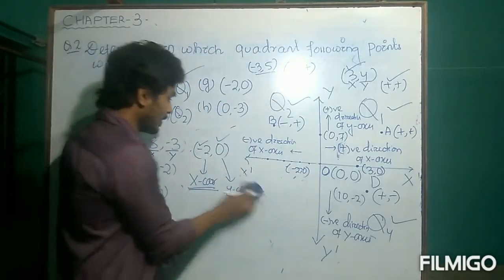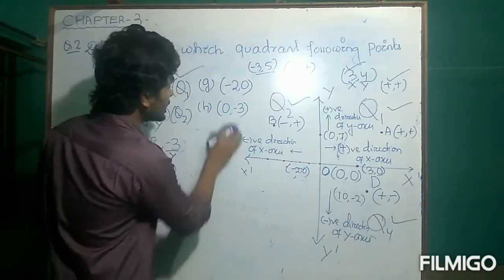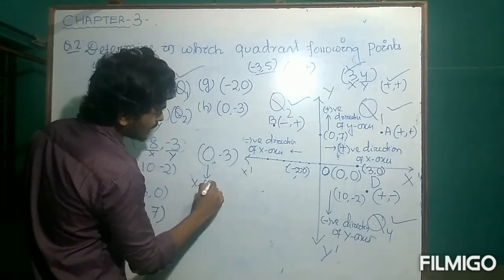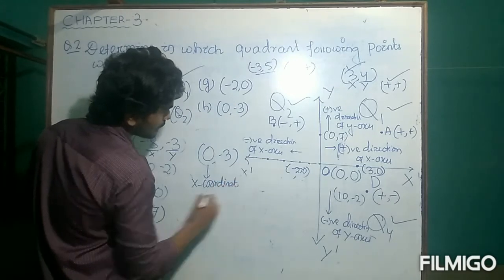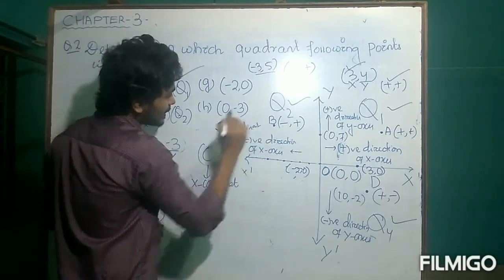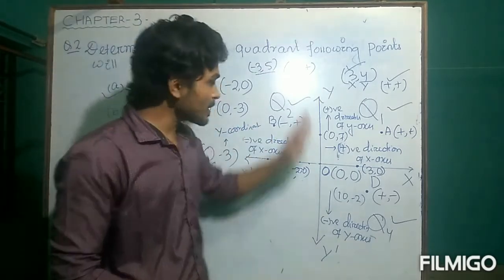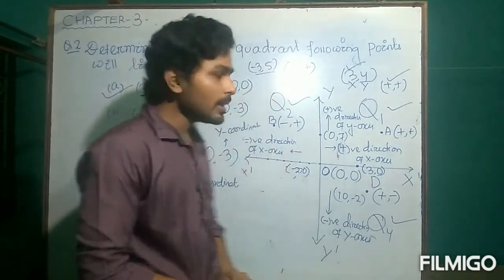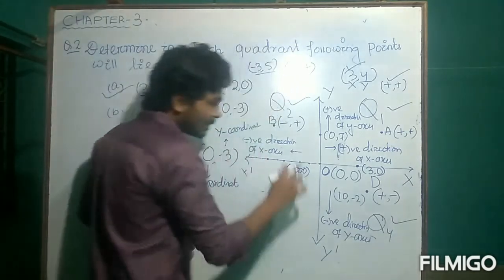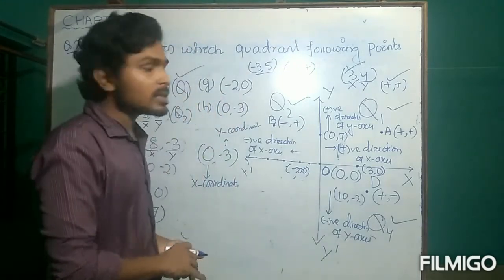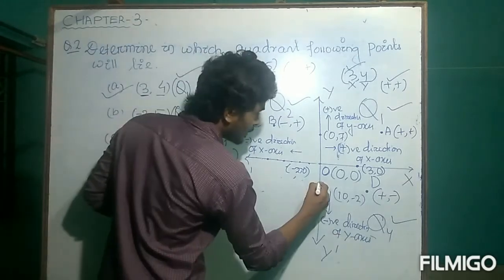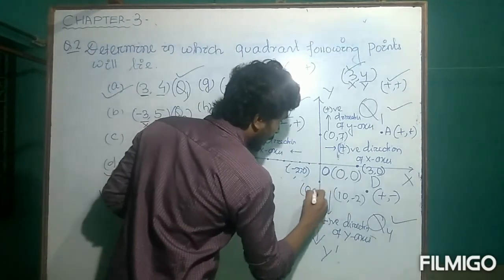Clear? Now, coming to the last question, that is the point (0, -3). In (0, -3), your x coordinate is 0 and your y coordinate is -3. Since your x coordinate is 0, it must lie on the y axis. Clear? But here the sign of the y coordinate is negative. It indicates that it must lie on the negative direction of the y axis, that is, the downmost or bottom position of the y axis. So suppose this is the point (0, -3).